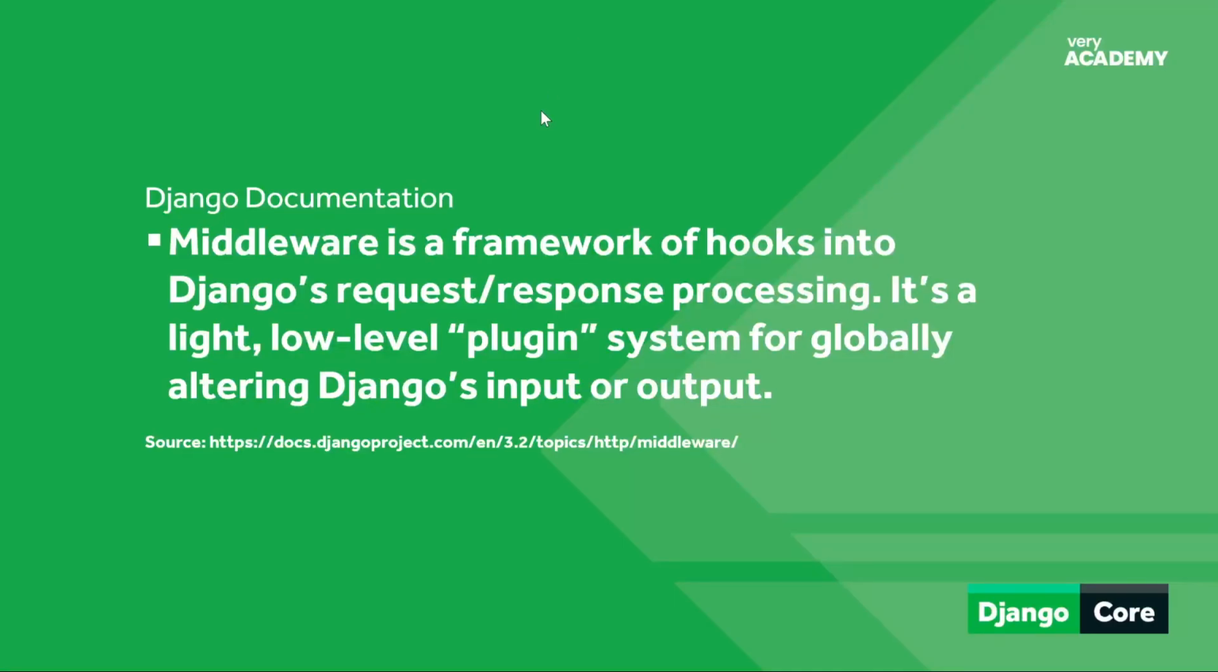So let's first take a look at the definition of middleware in the Django documentation. Django describes middleware as a framework of hooks into Django's request response processing. It's a light, low-level plugin system for globally altering Django's input or output. So much of this might not make sense to you now, but hopefully by the end of this tutorial, we'll have a look again, and hopefully at that point, we'll have a better understanding of this description.